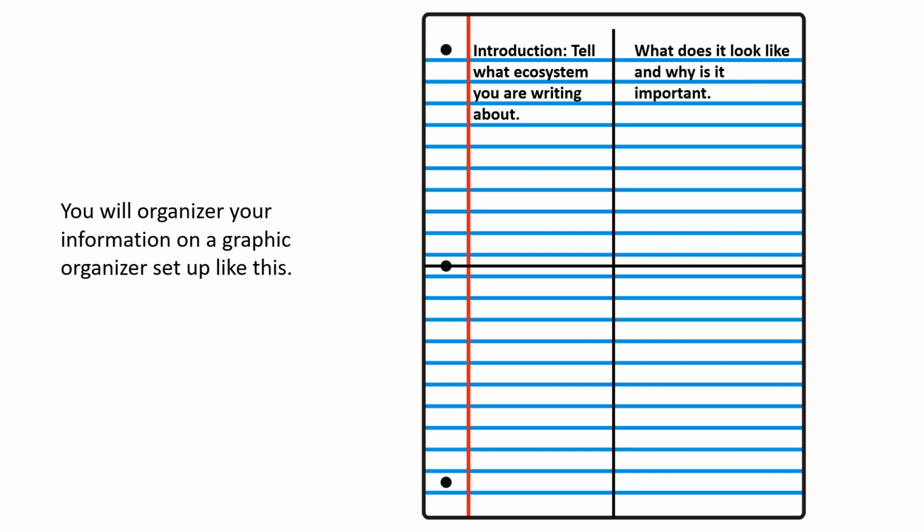The next section, now, what does it look like and why is it important? This is where you're going to write about what it looks like, what grows there, and why is it important? What makes this ecosystem different than any other ecosystem?